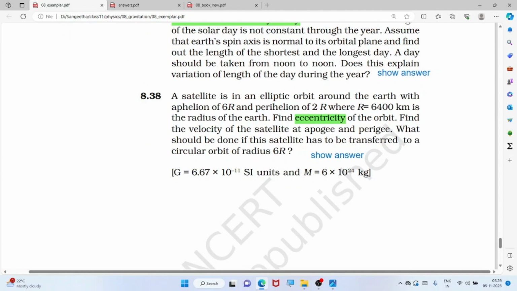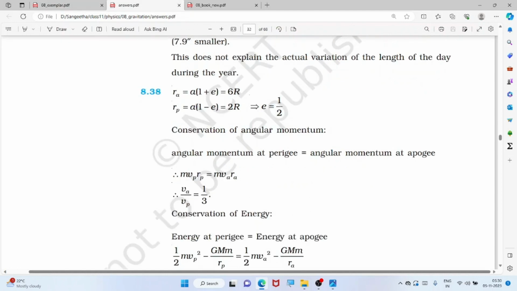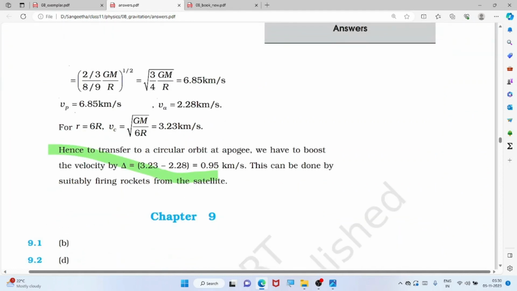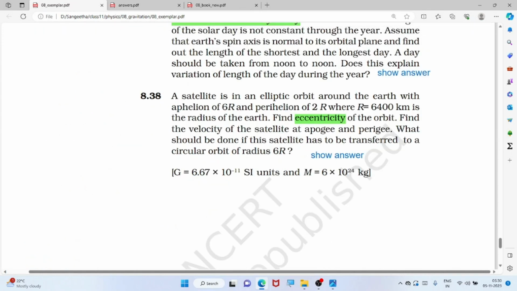Okay, the satellites in an elliptical orbit around the Earth. Okay, this also you can go through the answer. Okay, to transfer to a circular orbit at the apogee, we have to boost the velocity. This can be done by suitably firing rockets from the satellite. Okay, if you want to raise the height of the satellite, then you have to fire the motors in the satellite. Okay.